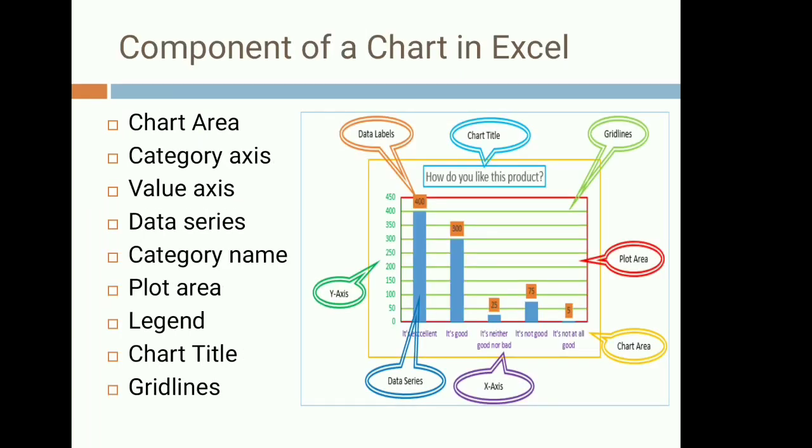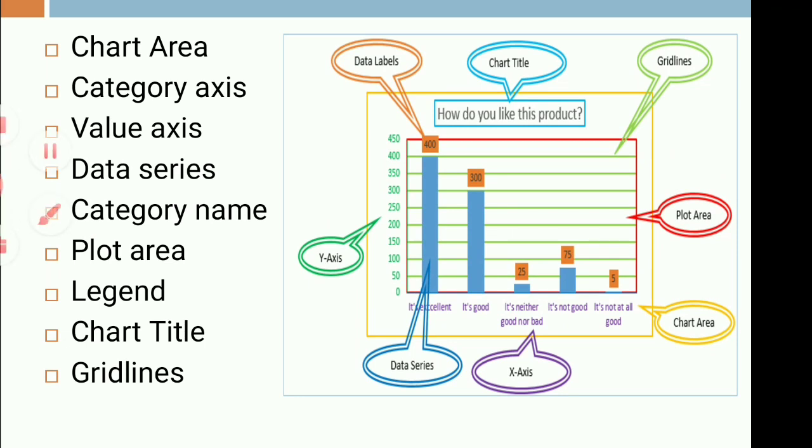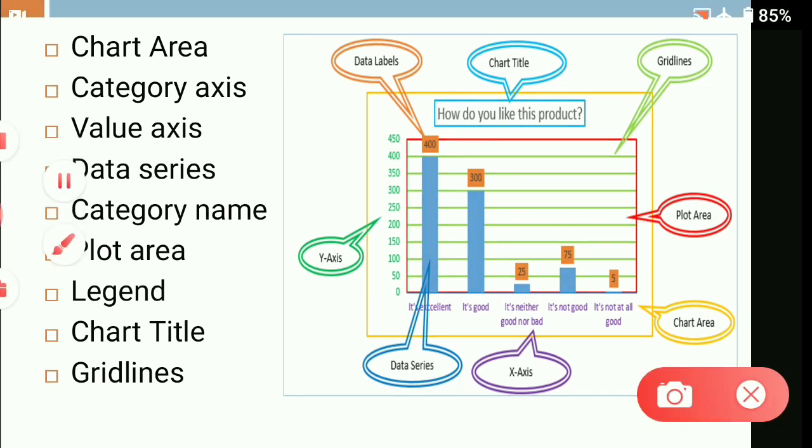Here are some components of a chart: chart area, category axis, value axis, data series, category names, plot area, legends, chart title, grid lines. So let's briefly talk about these components. Let's start with the first, that is the chart area. Chart area includes all the areas and objects in a chart. This is the chart area.